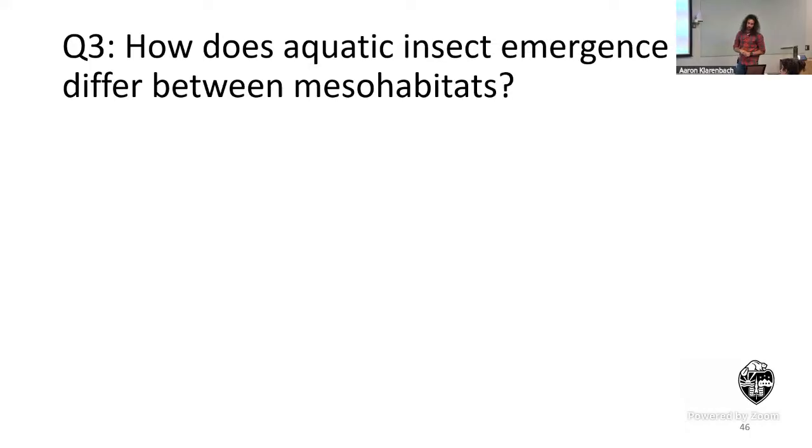And so how does aquatic insect emergence differ between mesohabitats? We know that these riffles are hotspots in the wilderness streams. So do we see the same pattern with emergence?